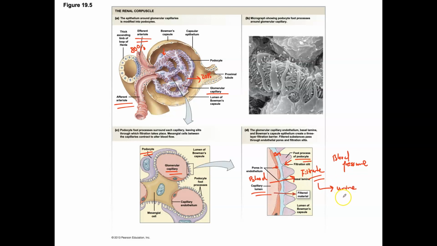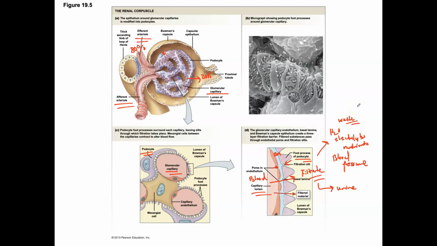So filtrate and urine are not the same thing. Filtrate is what gets filtered into Bowman's capsule, and that's a non-specific process. The filtrate is going to have water, electrolytes, and nutrients. So it's going to have things like glucose and amino acids. And then, of course, there's going to be waste in there as well, which is one of the things that we're trying to get rid of.